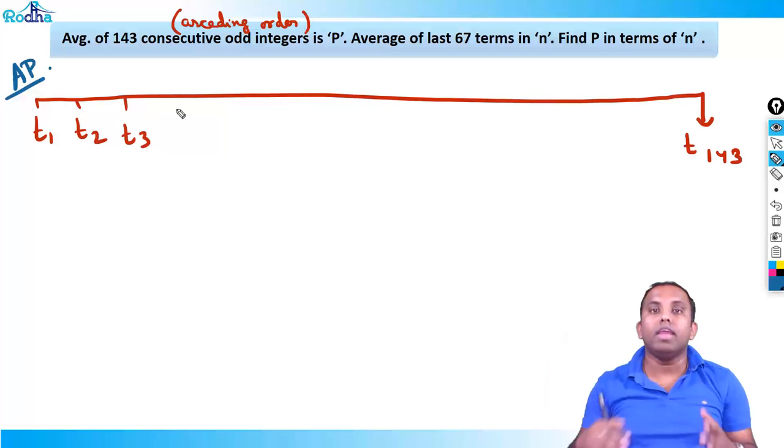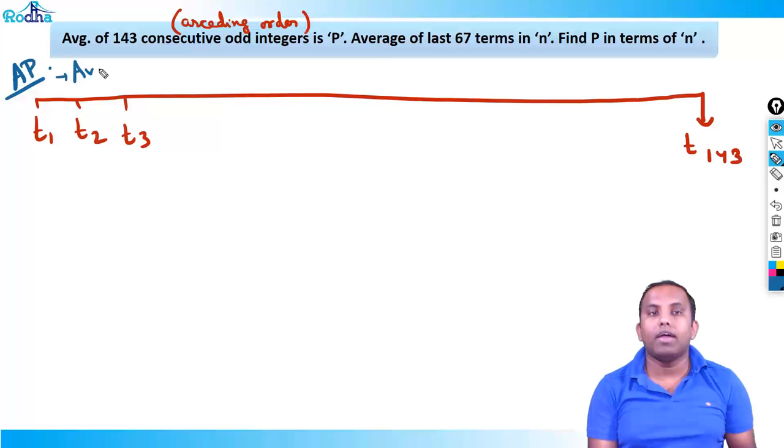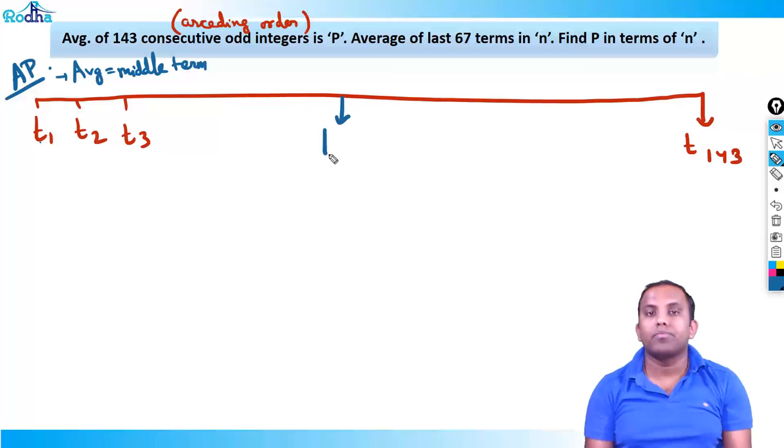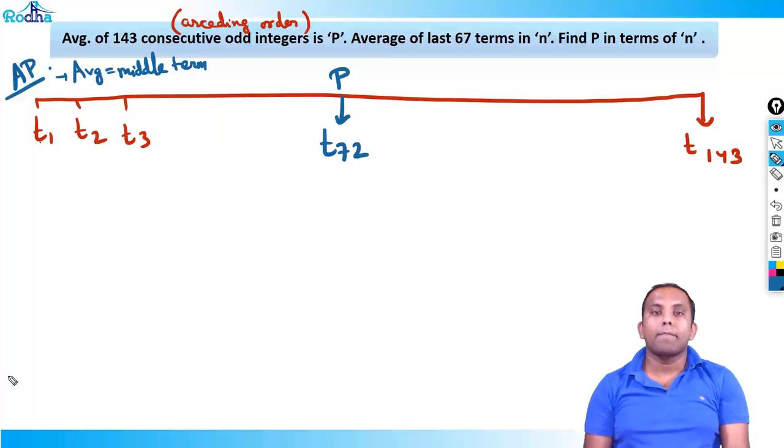So in AP, what is the average? In AP, the average is the middle term. And the middle term is calculated as first term plus last term by 2. The first term is T1. The last term is T143. So 1 plus 143 is 144, by 2 is 72. So this is T72. T72 is the average. This is given as P.